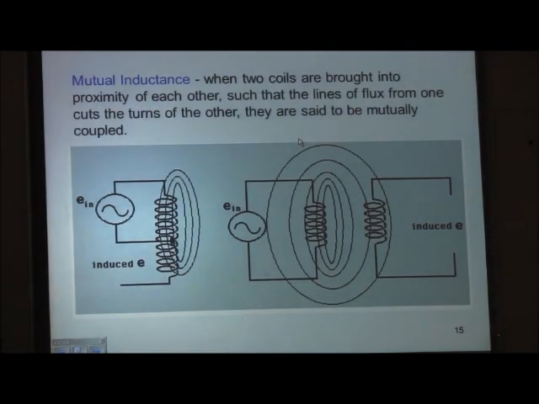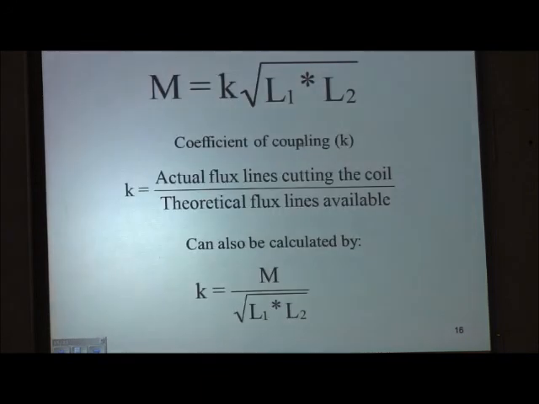Okay, mutual inductance. When two coils are brought into close proximity of each other, such that the lines of flux from one cuts the turns of the other, they are said to be mutually coupled. This is our transformer lesson, right? Where two coils electrically isolated, one can induce a voltage in the other just with the lines of magnetic flux. All right, this is on your formula sheet.